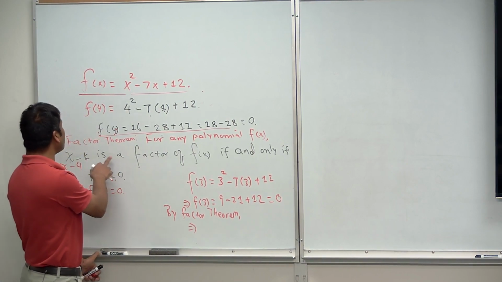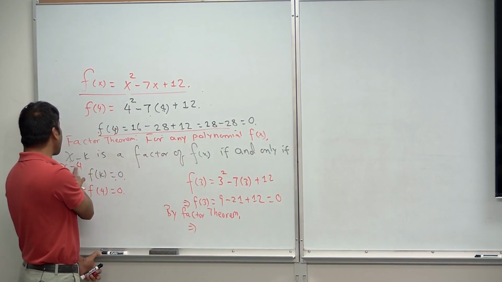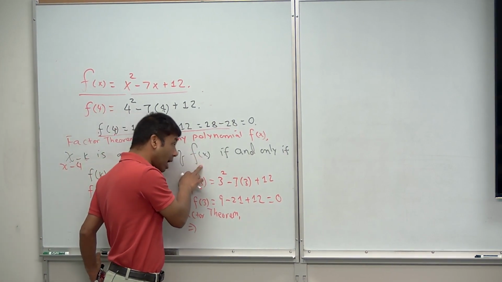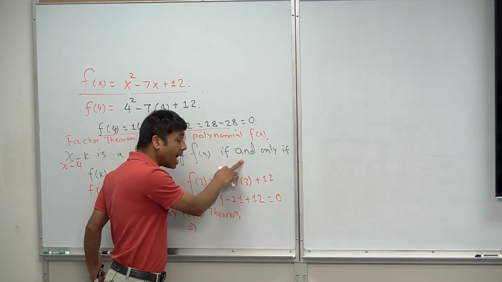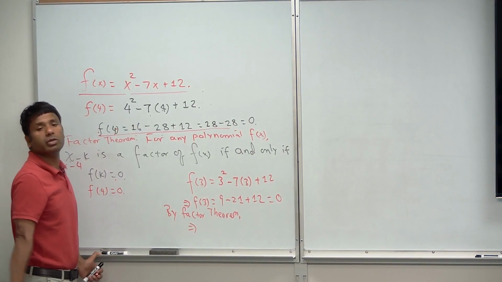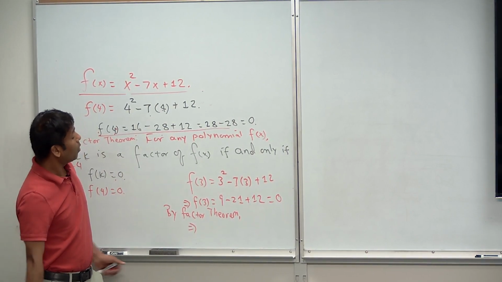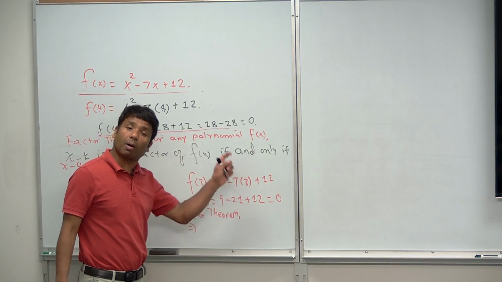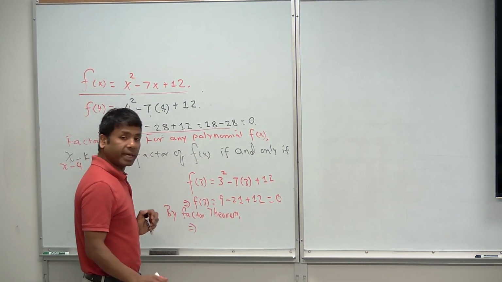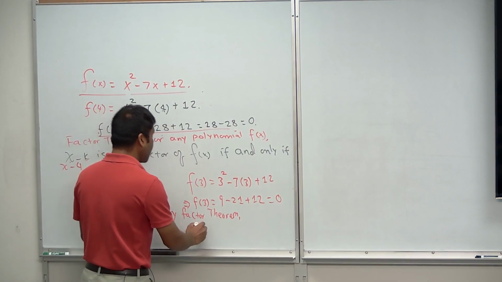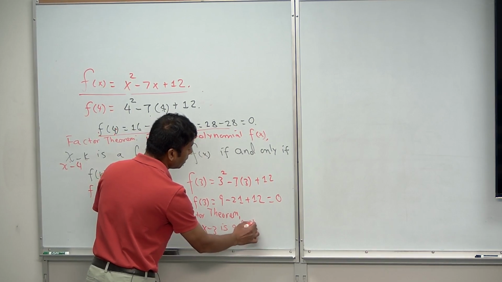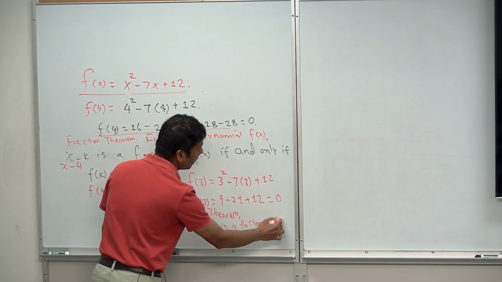What is the factor theorem, guys? For any polynomial f(x), x minus k is a factor of f(x) if and only if f(k) equals what? 0. Right? What do you have here? f(3) equals 0. So by the factor theorem, we can conclude x minus 3 is a factor of f(x).